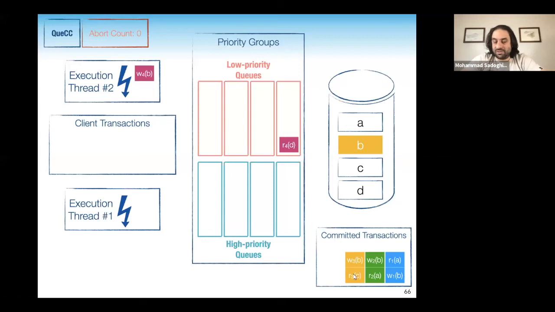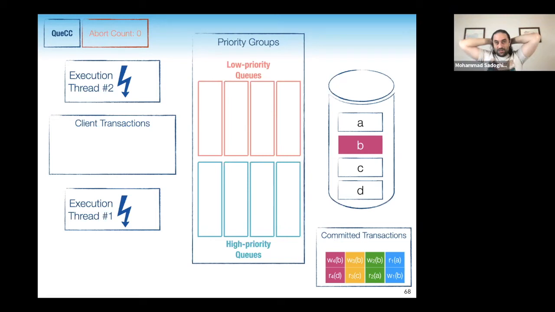Now the yellow gets committed. This one hasn't committed yet. I mean, it was executed, but there's still another queue left for it. So the execution thread now gets the first queue, and now that operation was executed, this operation gets executed. Once both operations are executed, then we can say the red was also committed.